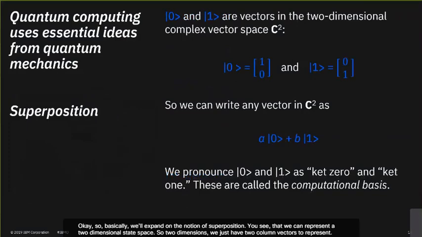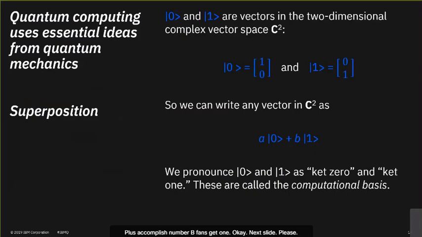Okay, so basically we'll expand on the notion of superposition. You see that it's a two-dimensional state space, so 2 dimensions. We just have 2 column vectors to represent the vectors. Ket 0 is, let's say, (1, 0). Ket 1 is (0, 1). And you can write any vector in the complex two-dimensional vector space as a complex number A times Ket 0 plus a complex number B times Ket 1. Next slide, please.